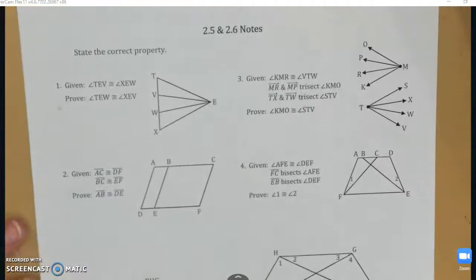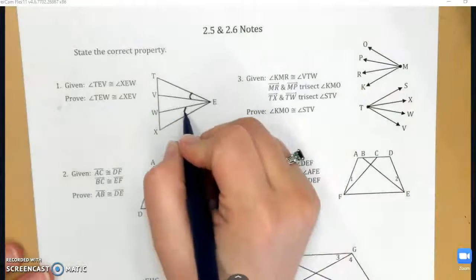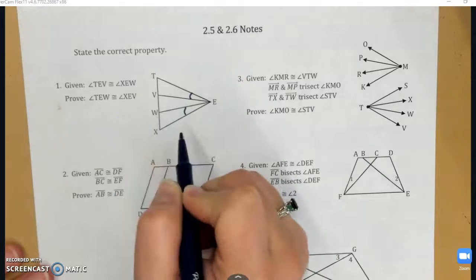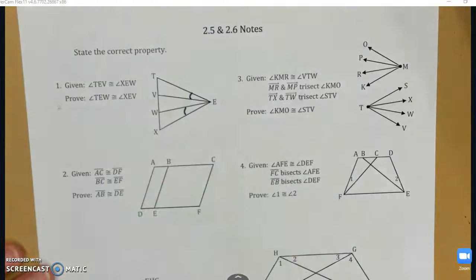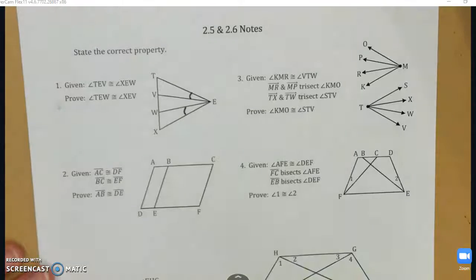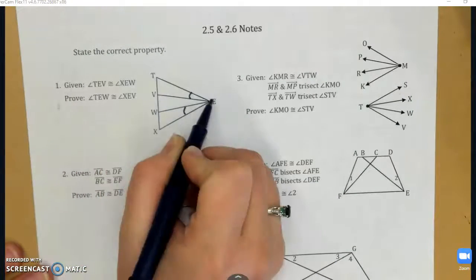On our notes for today, number 1, if I'm given that angle TEV is congruent to angle XEW, and I want to prove that angle TEW is congruent to angle XEV. Now let's take a look at that. Each of those bigger angles is made up of 2 smaller angles.